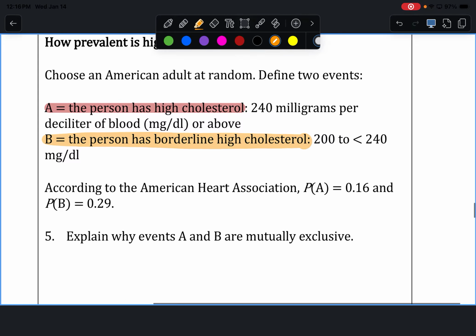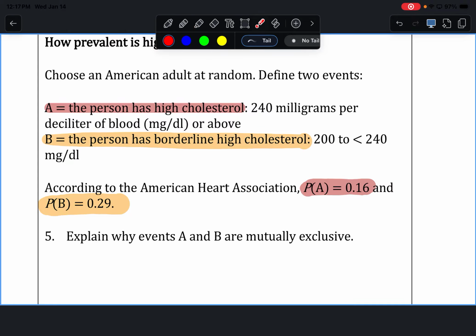So according to the American Heart Association, there is a 0.16 chance of event A happening. So there is a 16% chance that a random American adult is going to have high cholesterol. Okay, then we have the probability of B is 0.29, which means there is a 29% chance that a random American adult will have borderline cholesterol. So that is the information it gives us, and we can use that to find everything else.